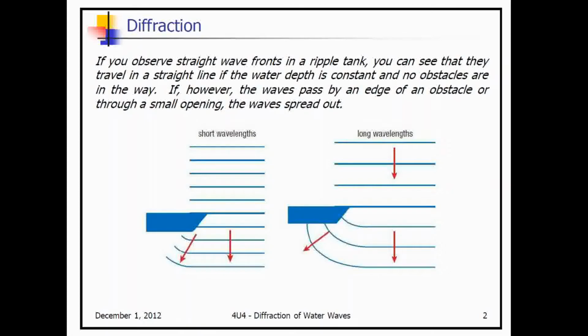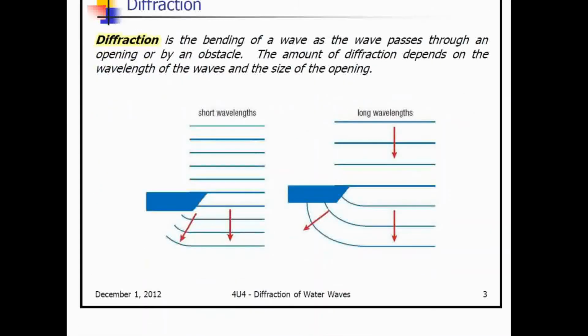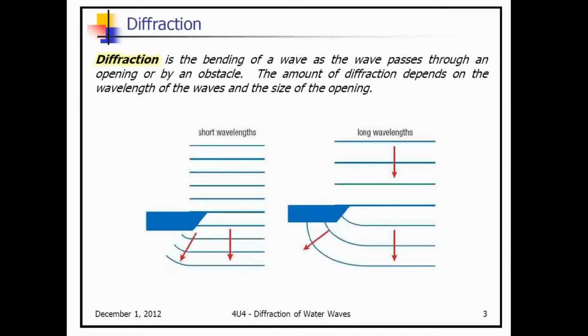I'll just read through this here in case I missed anything. It says, if you observe straight wave fronts in a ripple tank, you can see that they travel in a straight line if the water depth is constant and no obstacles are in the way. However, if the waves pass by an edge of an obstacle or through a small opening, the waves spread out. This spreading out, this bending, is called diffraction. Diffraction occurs when we have an obstacle that doesn't stop the wave but causes the wave to start to bend, so it diffracts.